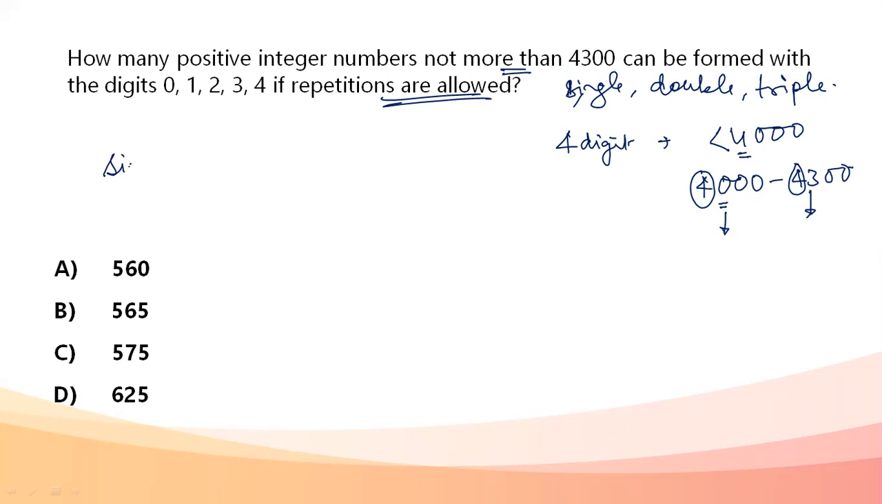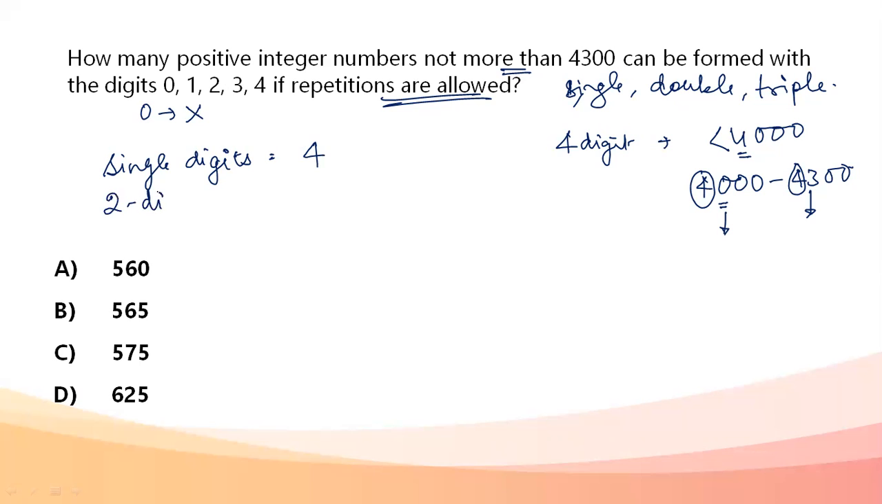Single digits, how many can I form? Single digits I can form are 1, 2, 3, and 4. I will only be able to form four single digits because 0 is not a positive integer. 1, 2, 3, 4 are positive integers. So single digit will be 4 ways.